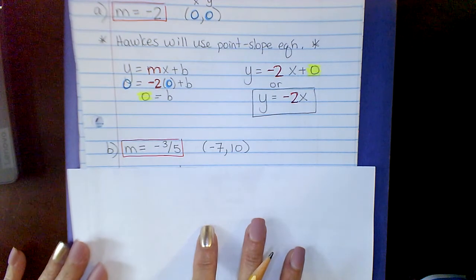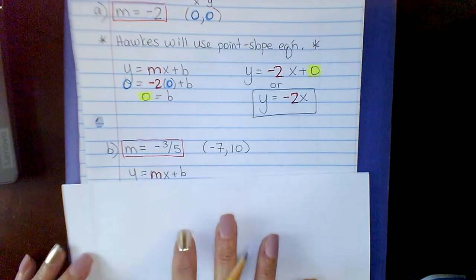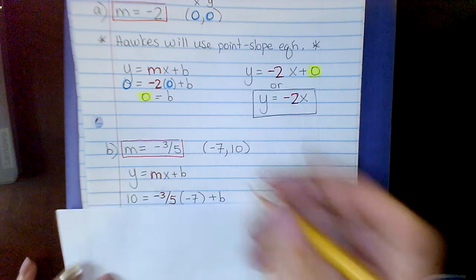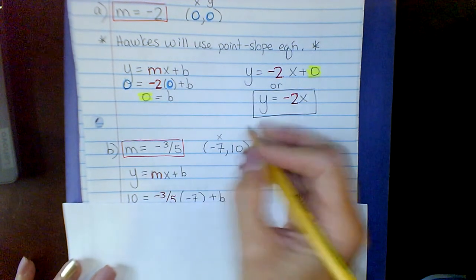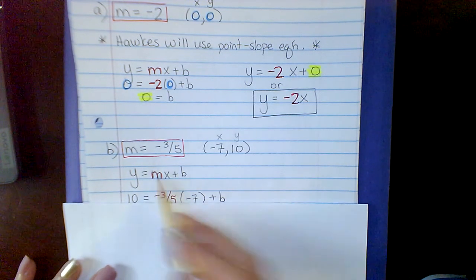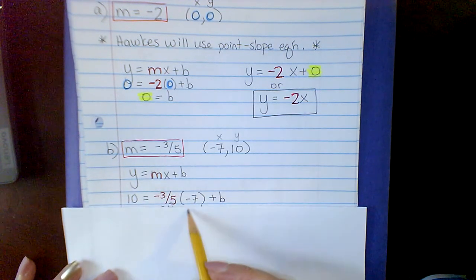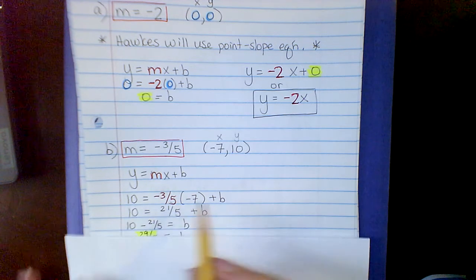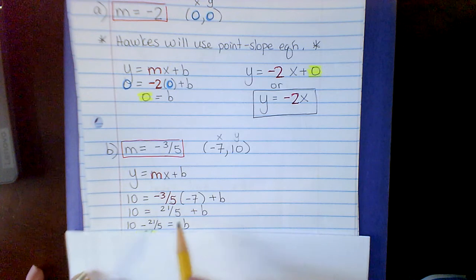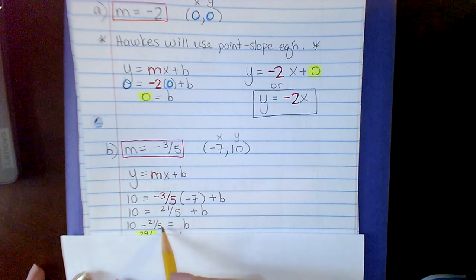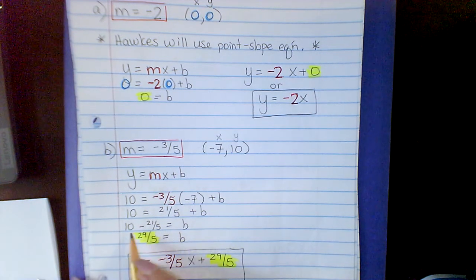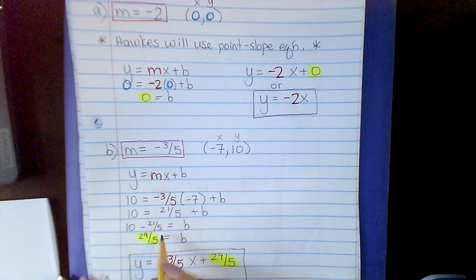Alright, we got another slope, we got a point. You guys know I'm partial to the mx plus b. So this is my x, this is my y. So that's my m. I plug in y 10, x -7. Multiplying these two together, I get 21 over 5. Then to solve for b, I have to subtract 21/5. Use your calculator to help you with that, 10 minus 21/5. If you don't want to do that in your head, just use a calculator to help you.